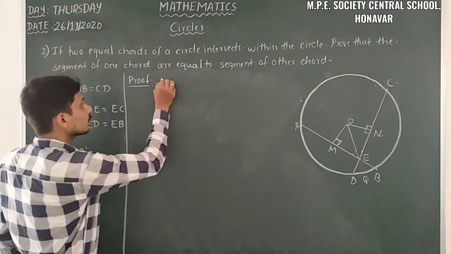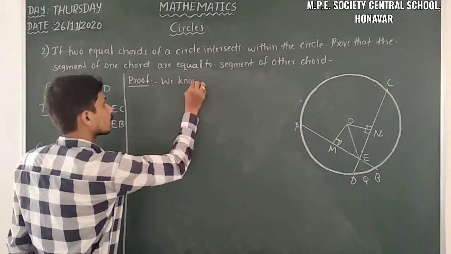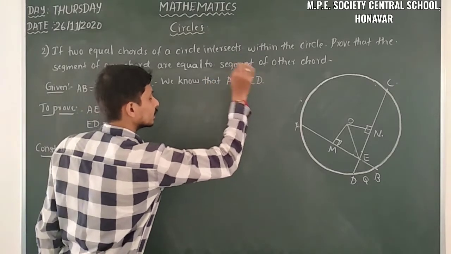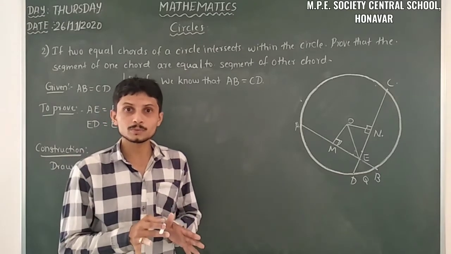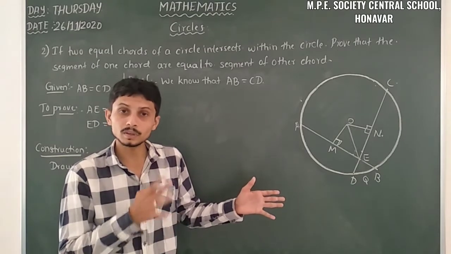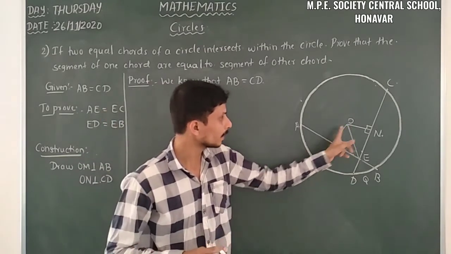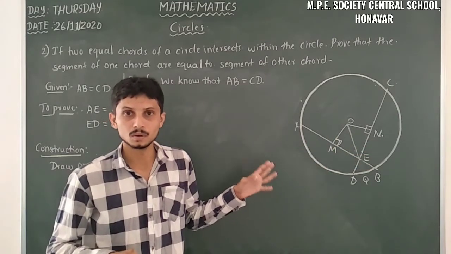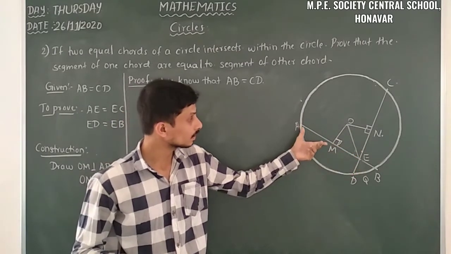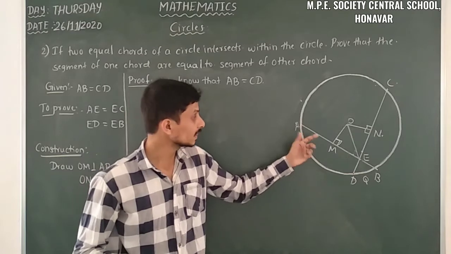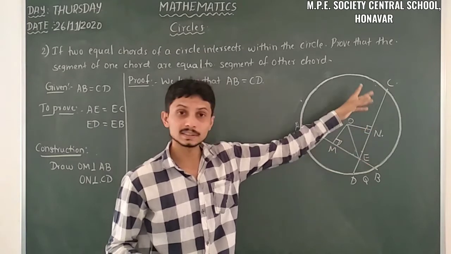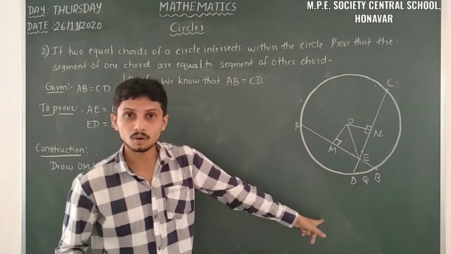So let's take, we know that AB is equal to CD. Yes, so also we have to observe which parts are equal. So we have to look at that one. Here just observe, OM and ON are the perpendicular bisectors. So this OM perpendicular bisects this complete chord AB into two equal parts, and this ON bisects this complete chord into two equal parts.